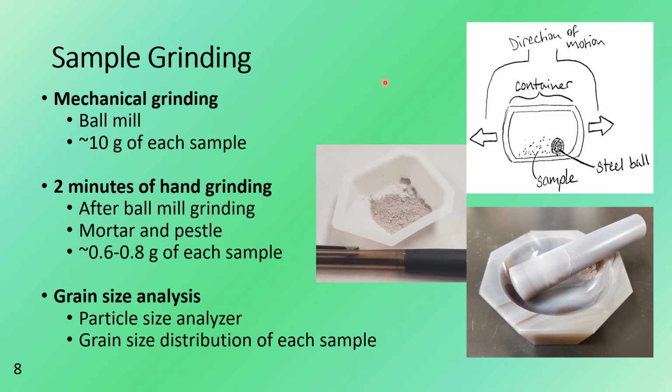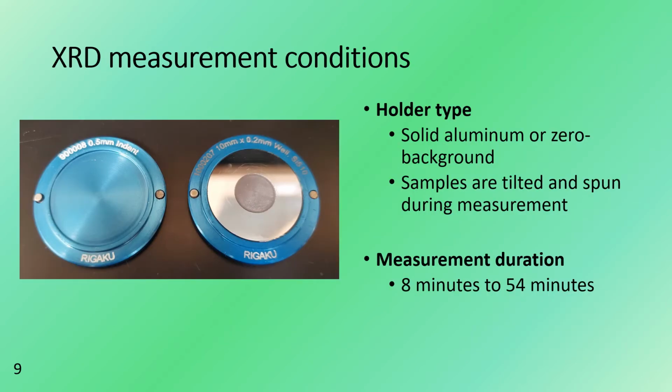Then I took all of those ball mill ground samples, and I did 2 minutes of hand grinding with a mortar and pestle. And then I took each set of samples and ran them through a particle size analyzer to determine the grain size distribution before and after the addition of hand grinding. Then, getting into holder type, we've got a solid aluminum holder and a 0 background holder. I won't get into detail on that in the interest of time. But the holder used is important because samples are tilted and spun during measurement.